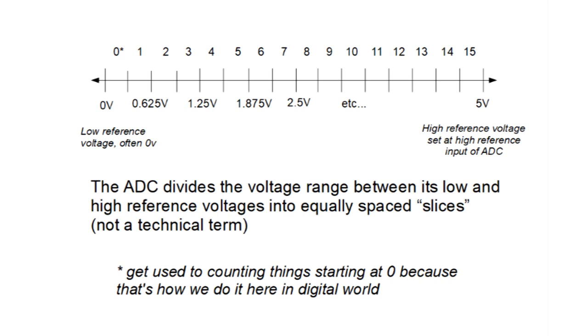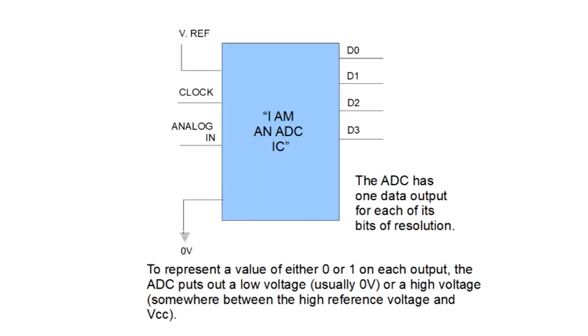A 4-bit ADC divides the range into 16 slices, 2 to the power of 4. The much more common 8-bit ADC divides the range into 256 slices, 2 to the power of 8. The ADC expresses which slice the incoming voltage on the analog input falls into as a binary number, with one bit of that number sent out on each of its data outputs. The bits are expressed in the form of just a low or high voltage, with a low voltage representing a binary value of 0 and a high voltage representing a binary value of 1.